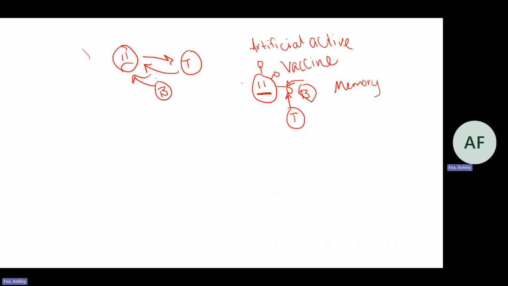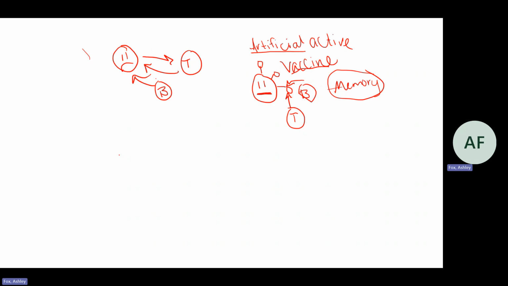So if you were to actually be naturally exposed to it, then you have memory of it and you can take care of it, a lot of times before you even have symptoms. So your immune system can take care of it and you don't even know you have it because your immune system is ready for it and it's that fast. So natural active is going to be just getting it. Artificial active is going to be vaccination.